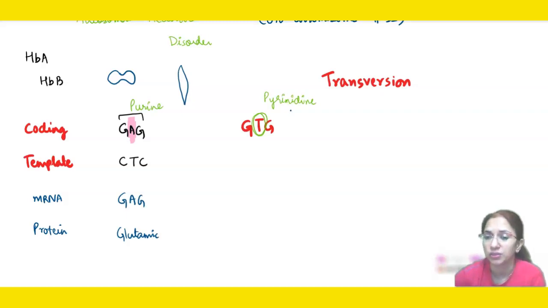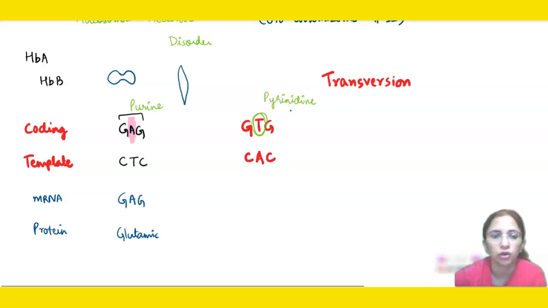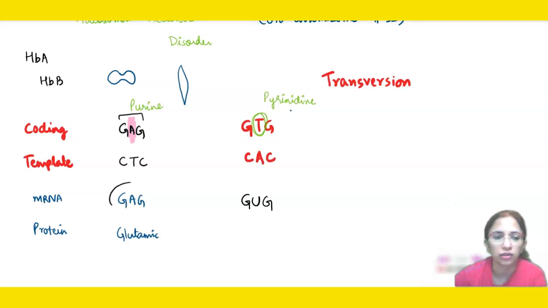But here what are we noticing? Yes, we are noticing transversion because a purine has been replaced by a pyrimidine. Now the template strand, in this case, will have C, A, and C again. If you talk about its messenger RNA, then it will have G, and there is no T in messenger RNA, so we will write U, and GUG. So you can see here the codon, earlier the codon was GAG and now the codon is GUG. So the codon has changed.